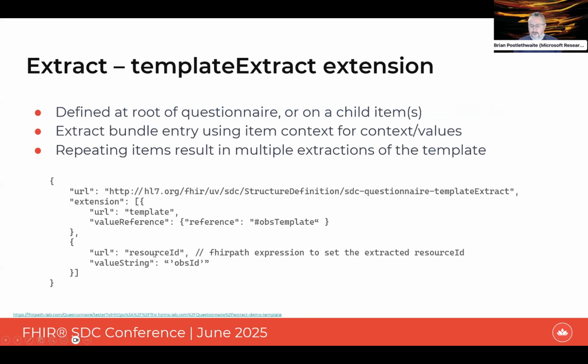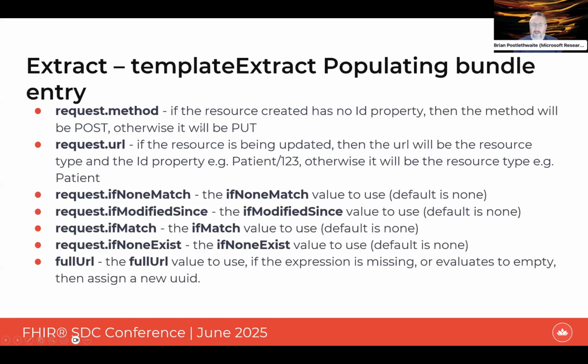And here we've got our resource ID, because we can't put extensions on a resource ID: it's an ID property that has no extensions. So we need to drive that. Populating that bundle entry, we can drive the request method, but basically we don't need to set that in the questionnaire. The actual existence of that resource ID, whether it has a value or not, indicates whether it's going to be a put or a post. If you make your template populate the resource ID, then that's going to be a put. Otherwise, it's going to be a post.